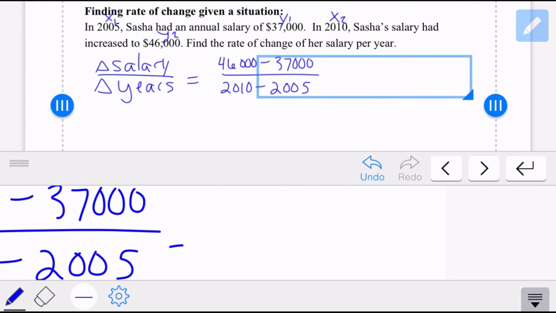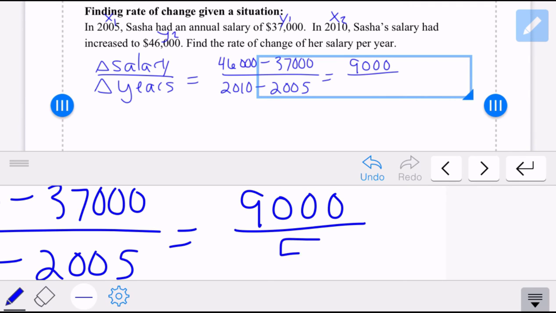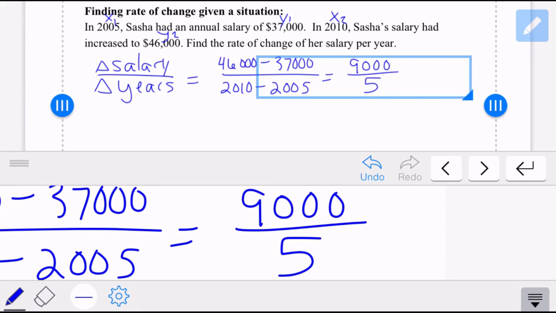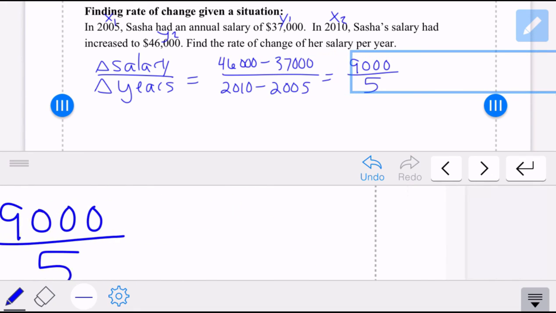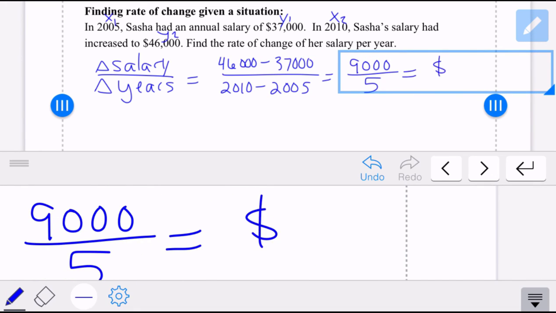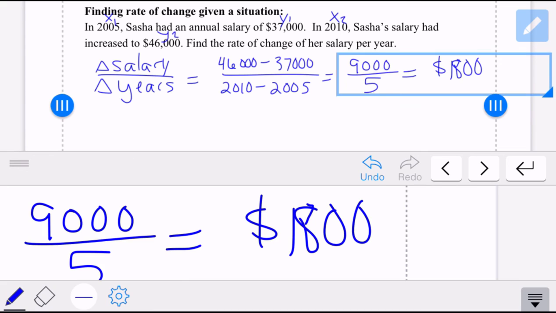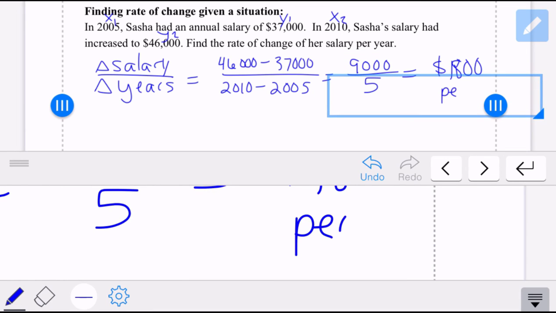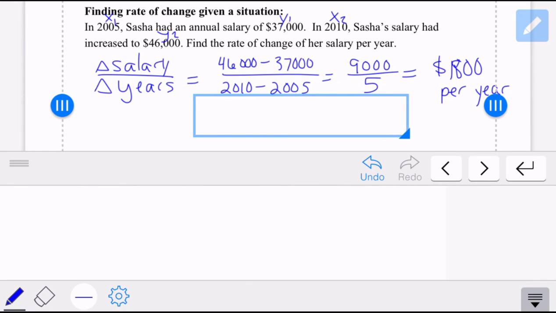So that's going to give us a change in her salary of $9,000 over those 5 years, okay? Well, what is it per year? So then you just need to do 9,000 divided by 5. Well, that's going to give us 1,800 per year. That's an 8 there if you couldn't tell. So she's got that much of an increase per year for her salary.